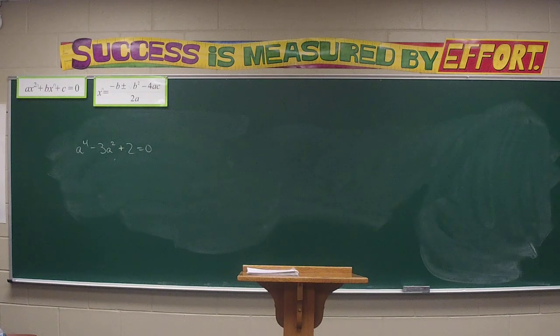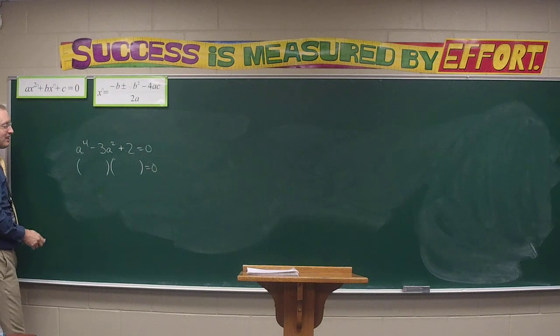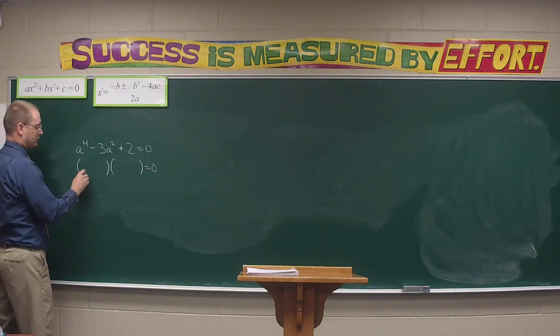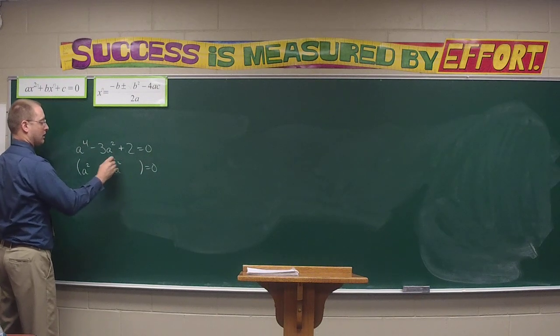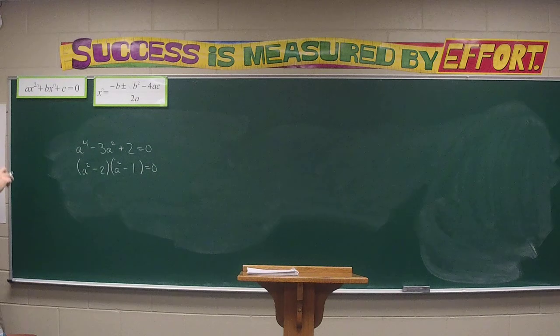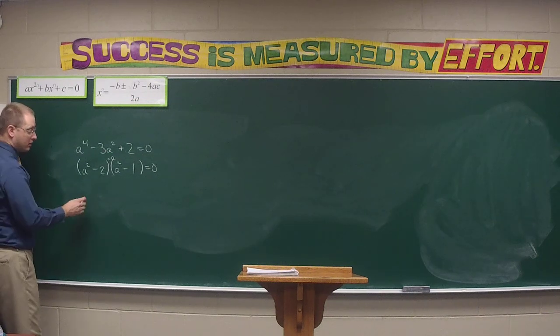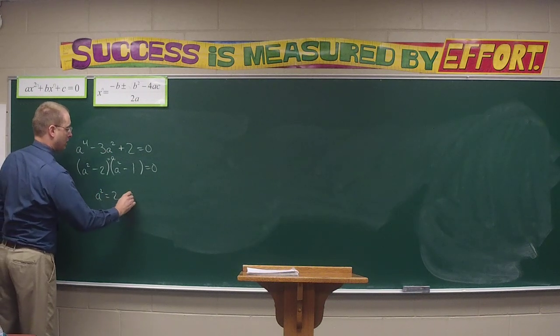So, Michael, what will we do here? You've got to factor it. And you get a squared, negative 2 and a squared, negative 1. And the outer inner checks, we always want to check that. Then we're going to take each factor and set each one equal to 0. And so we get two little mini equations. A squared equals 2, a squared equals 1.